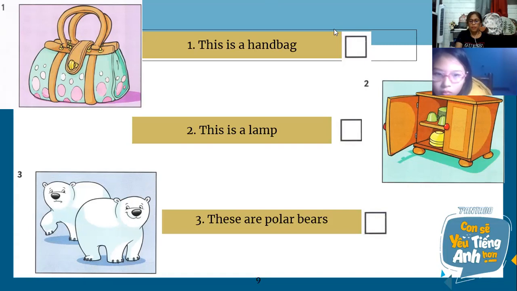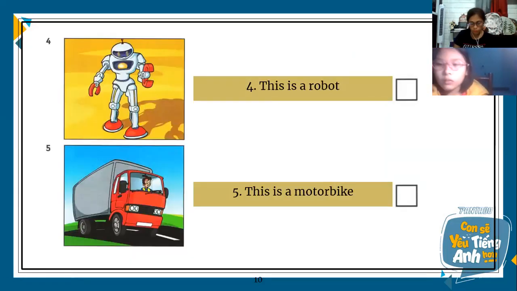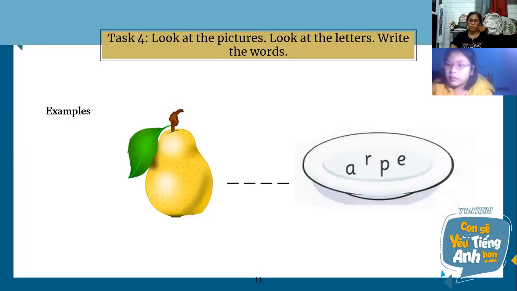Okay, what's the answer for number one? Number two. Number three. Check. Check. Fire. That's four.